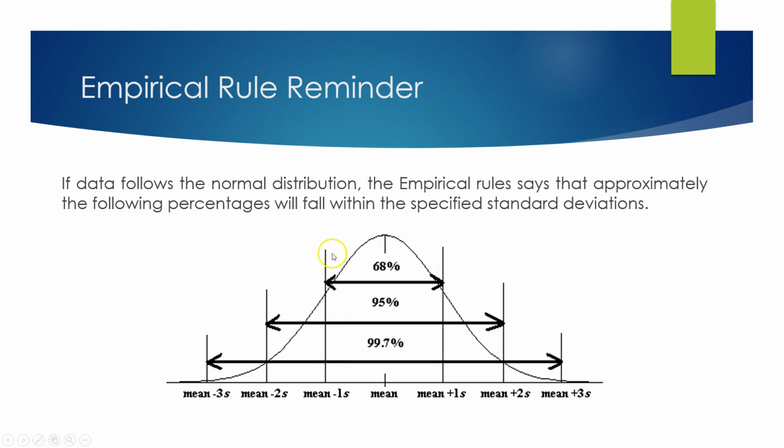So that's a little bit more than half of this overall curve. So that should kind of feel like it makes sense. Within 2 standard deviations, there's 95% of the overall data. And within 3 standard deviations, we'll have 99.7% of the overall data.